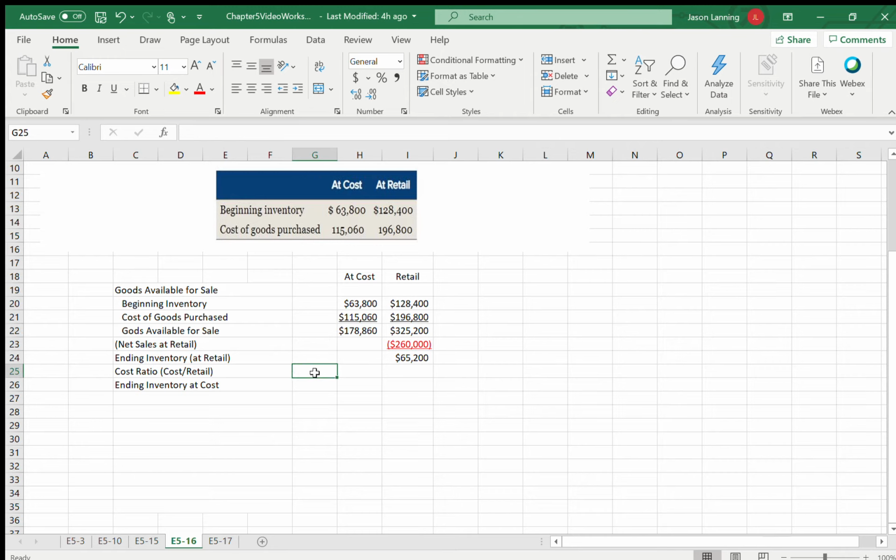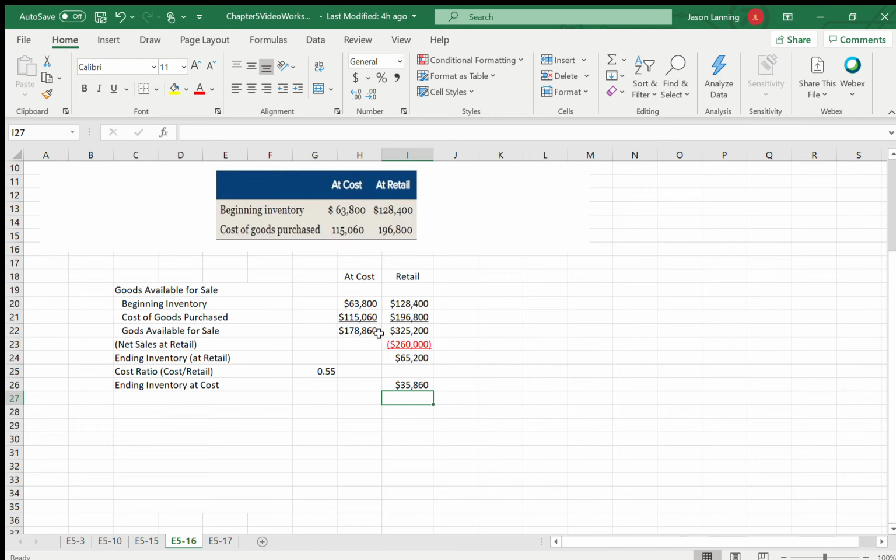So the total cost we have on these items is the $178,860, and if we divide that by retail, we're going to get 0.55 or 55%. So basically what we're saying is our ending inventory at cost is going to be what we had at retail multiplied by this 55%, because our cost is 55% of retail. So if we take the retail and multiply it by this, we will see $35,860 is what we anticipate to have as ending inventory at cost.